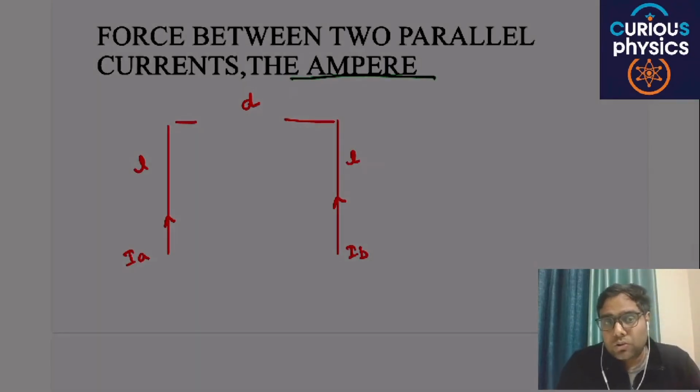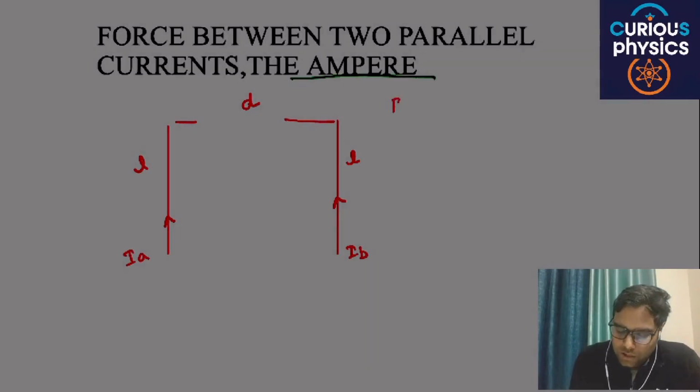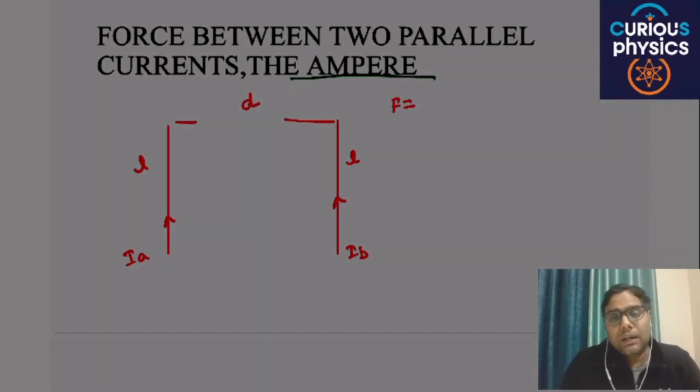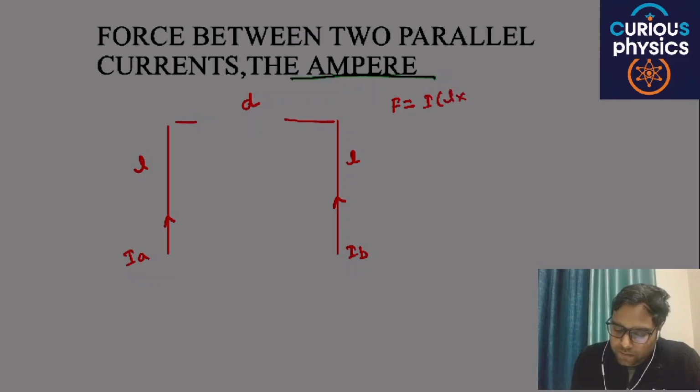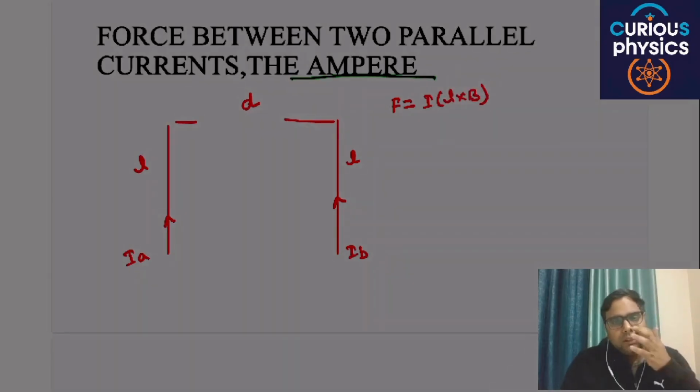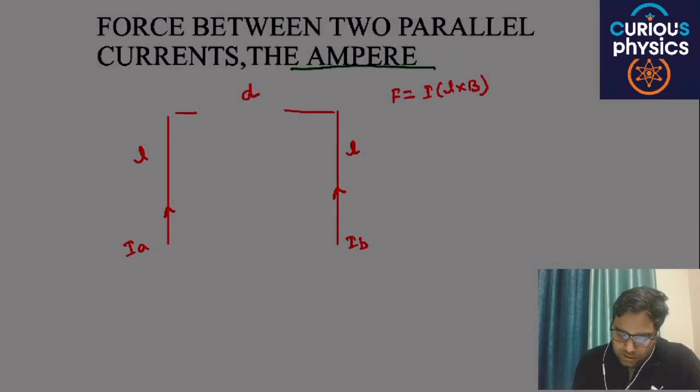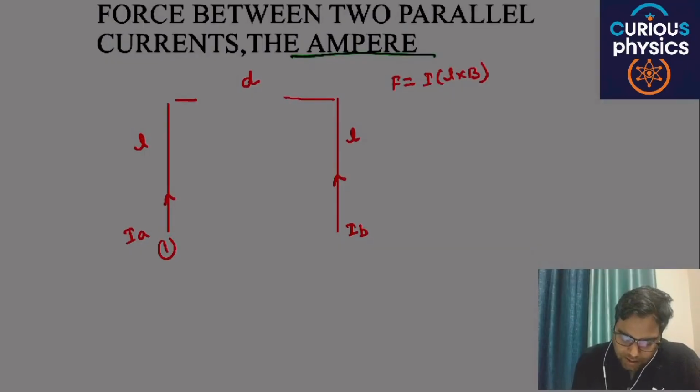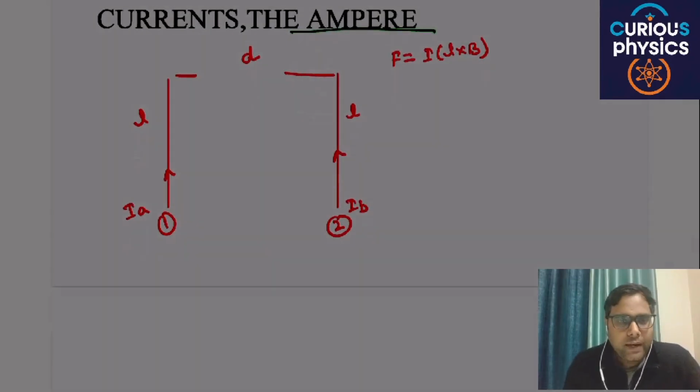And we have also discussed the value of force in a current carrying conductor, and the value of force will be I into L cross B. This is nothing but the force which we have discussed in the first lecture. So this is wire 1 and this is wire 2. Our main aim is to find the value of force on 2 due to 1.